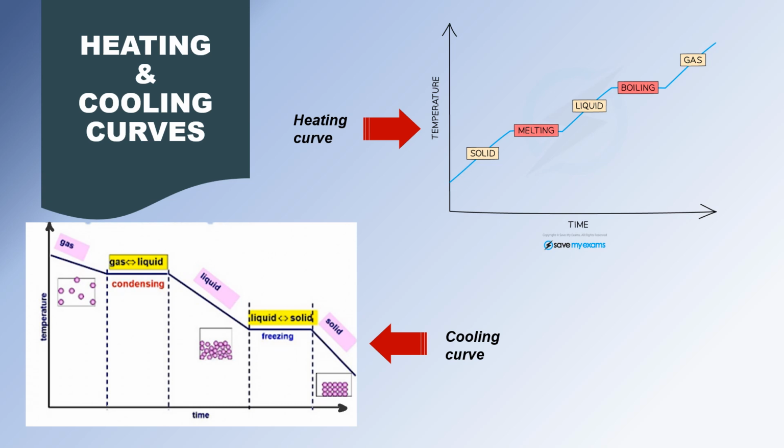So we can see our heating curve as a substance moves from solid to liquid to a gas, and our cooling curve where the substance is moving from gas to liquid to solid. In the heating curve and the cooling curve, the level sections, which means the flat lines, show the change of state. In the heating curve, when the substance moves from solid to liquid, it is melting. When it moves from liquid to gas, it is boiling. In the cooling curve, when the substance is cooling from a gas to liquid, it is condensing, and when it cools from the liquid to a solid, it is freezing.